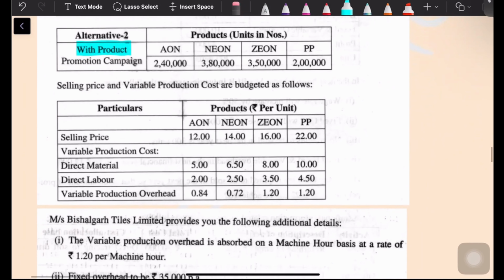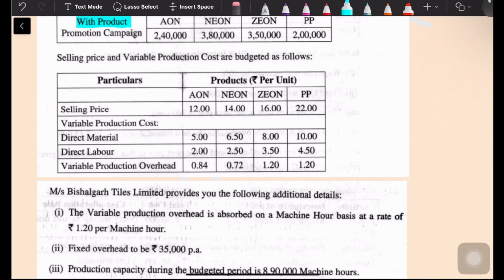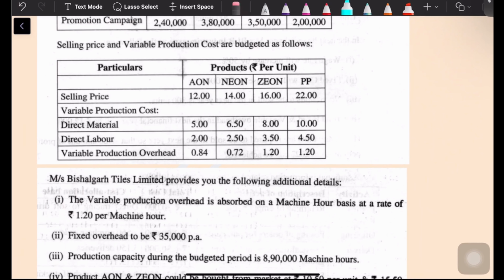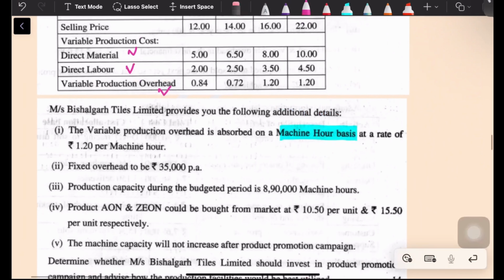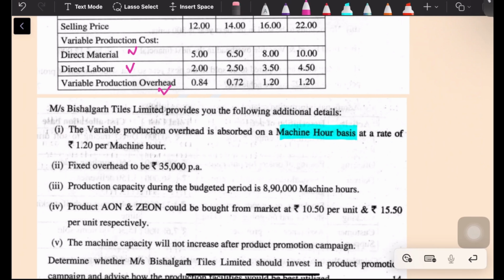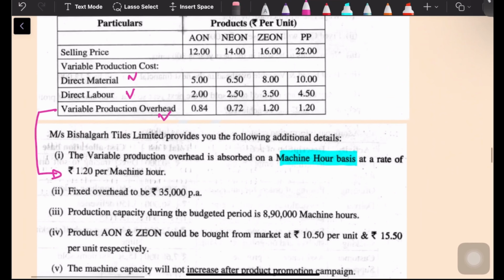Selling price and variable production cost are budgeted as follows. So you have selling price, then you have direct material, variable direct labor, variable production overhead. All are variable. And additional details are as follows. The variable production overhead is absorbed on a machine hour basis at a rate of 1.2 per machine hour. So here you have variable production overhead, here you have the absorption rate. With this you can find out hours required per unit.